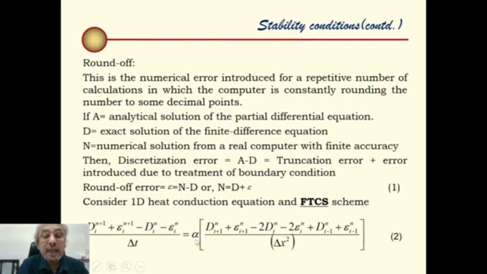Similarly, on the right hand side, the thermal diffusivity times (U_(i+1)^n minus twice U_i^n plus U_(i-1)^n) is substituted by D_(i+1)^n plus epsilon_(i+1)^n, minus twice D_i^n minus twice epsilon_i^n, plus D_(i-1)^n plus epsilon_(i-1)^n, divided by delta x squared. So equation 2 is the equation which is prevalent if the solution is valid.